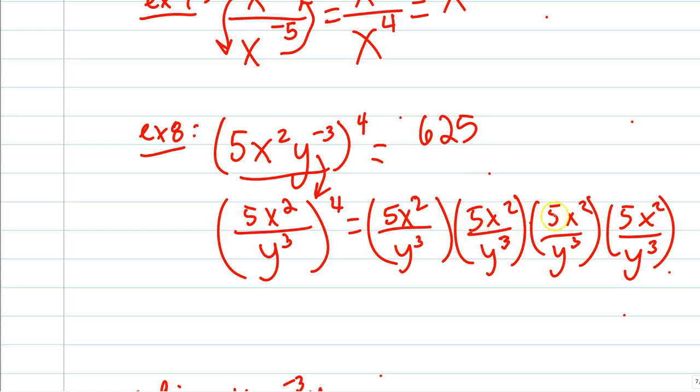X squared, x squared, x squared, x squared. Write out as much as you need to. We should know by now that is how many x's? It's like 8. On the bottom, y to the third, y third, y third, y third. We should know by now, or write it out if you're not sure. How many y's is that? 3, 6, 9, y to the 12th.